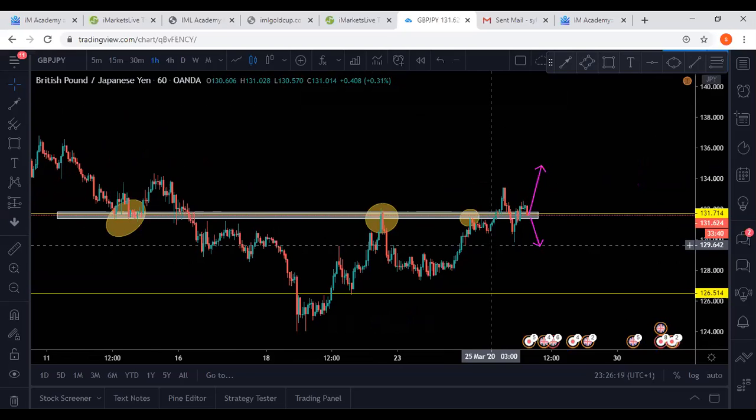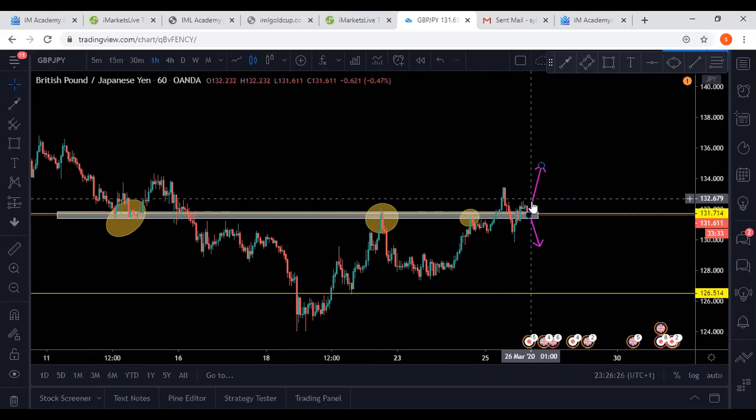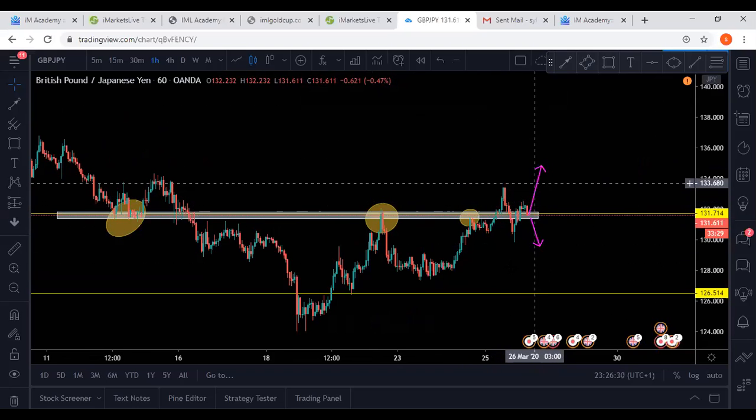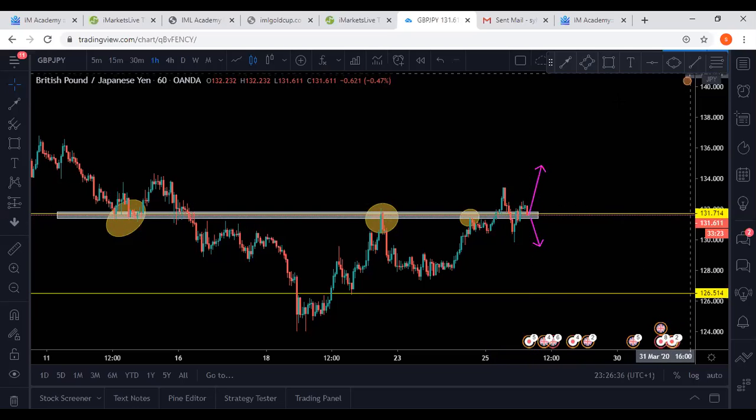This is where you need patience, right? Don't get your MetaTrader 4 right now and click on buy or sell. You're in the middle of a fight. Where the candle closes is when we're going to know if we should buy or sell.